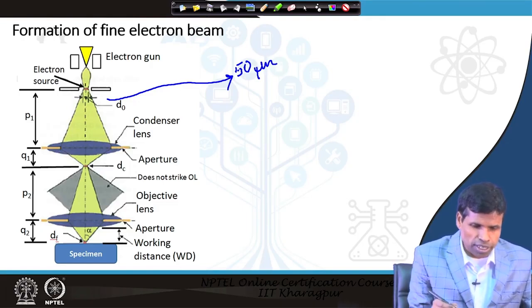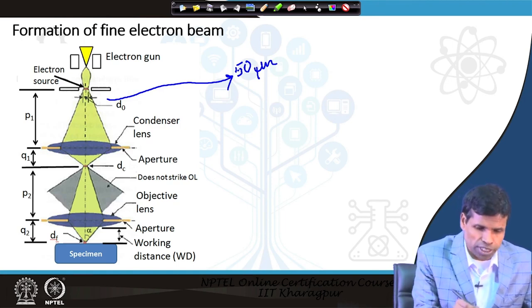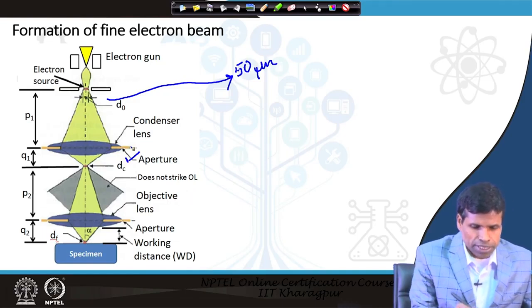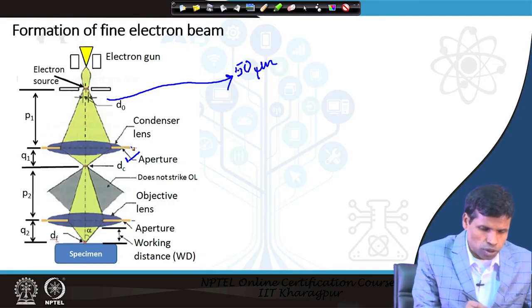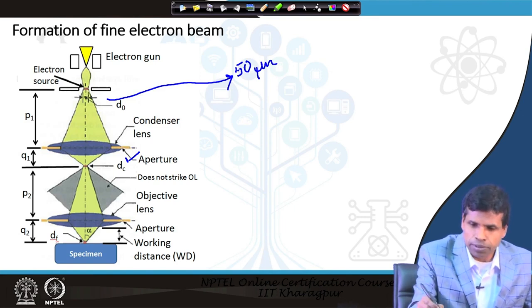Then we have the condenser lens. The condenser lens will demagnify the electron beam further to bring it to DC. Then the objective lens would make the beam even finer, bringing the final diameter of the electron beam to DF.